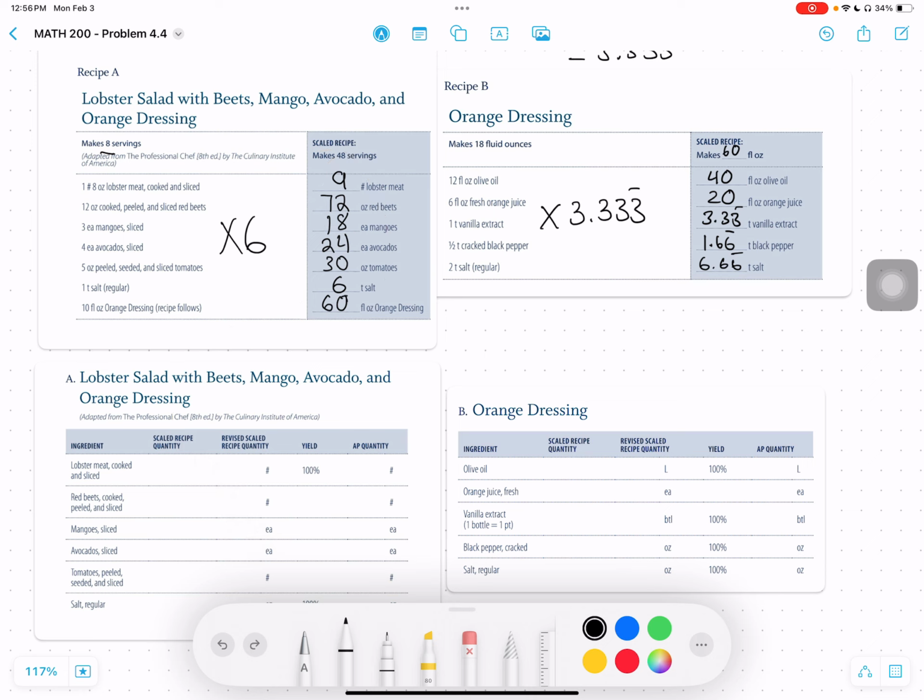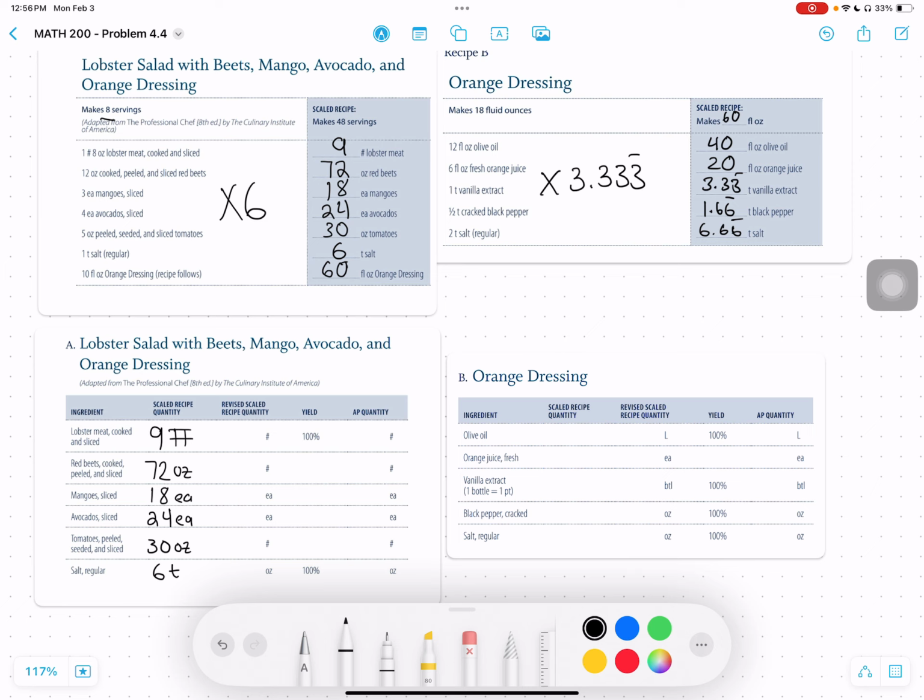So this is 9 ounce, 72 ounces, 18-ish, 24-ish, 30 ounces, and then 6 teaspoons. And the 60 fluid ounces I'm not doing on this part, because that is for the orange dressing. That's the second recipe.